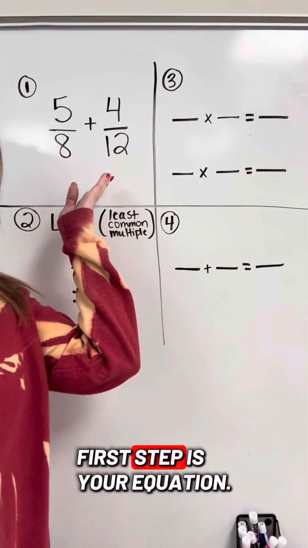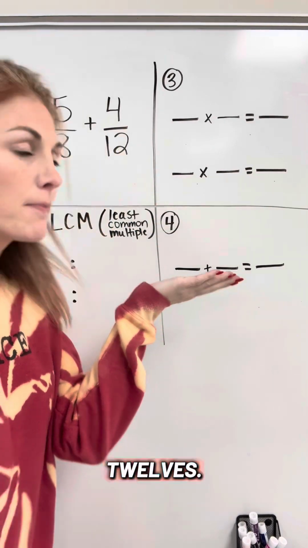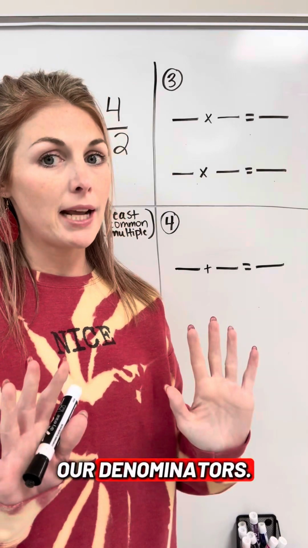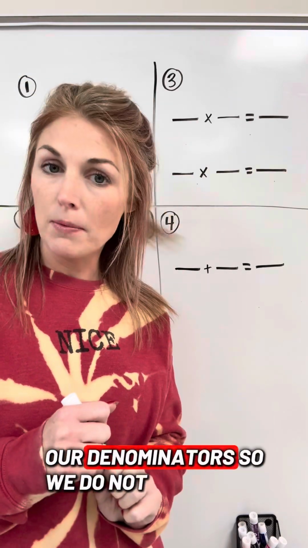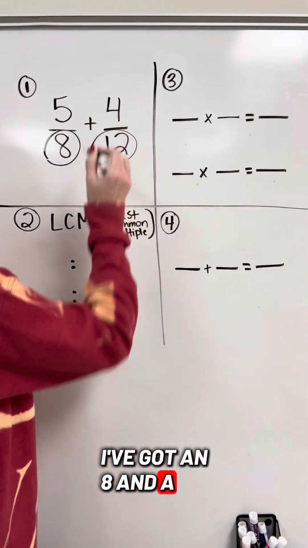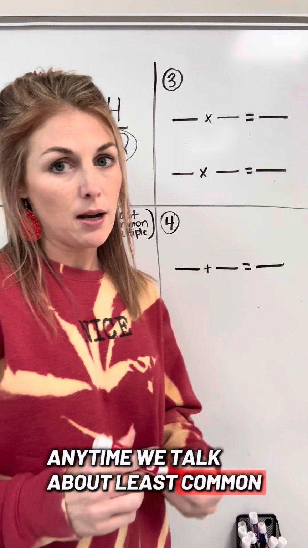Okay, first step is your equation. We've got 5/8 plus 4/12. We are going to find what our least common multiple is of our denominators. So let's go ahead and identify our denominators so we do not get confused. I've got an 8 and a 12. Okay, this is the layout I use anytime we talk about least common multiples.